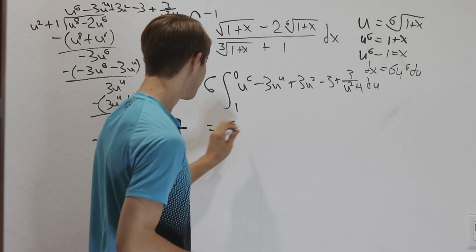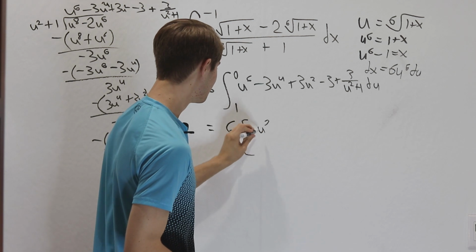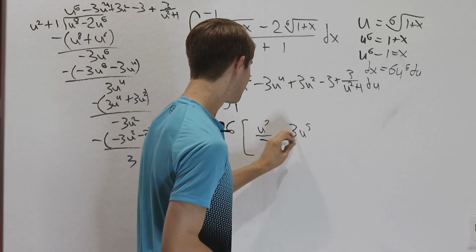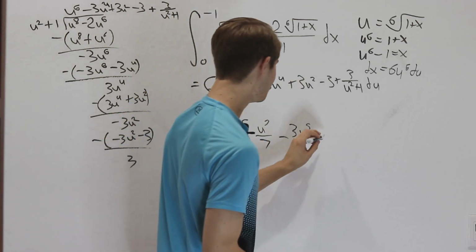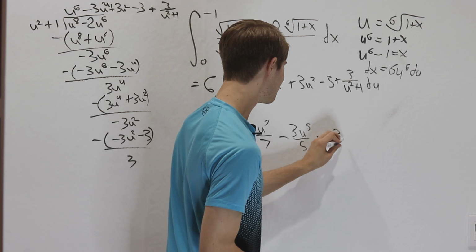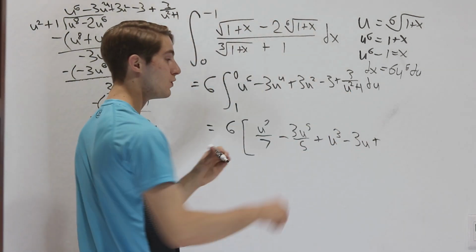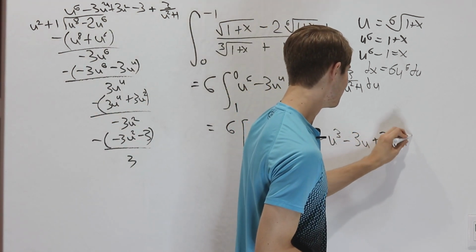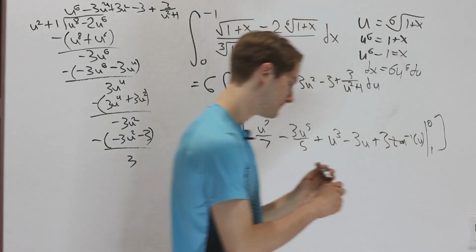So first of all, we'll get 6. u to the sixth, we apply the power rule, get u to the seventh over 7. Then we keep doing that. 3u to the fifth over 5 plus 3u cubed over 3 is just going to become u cubed minus 3u plus, and then the integral of 1 over u squared plus 1 is going to be the inverse tangent of u. Then we evaluate that at 0 and 1.